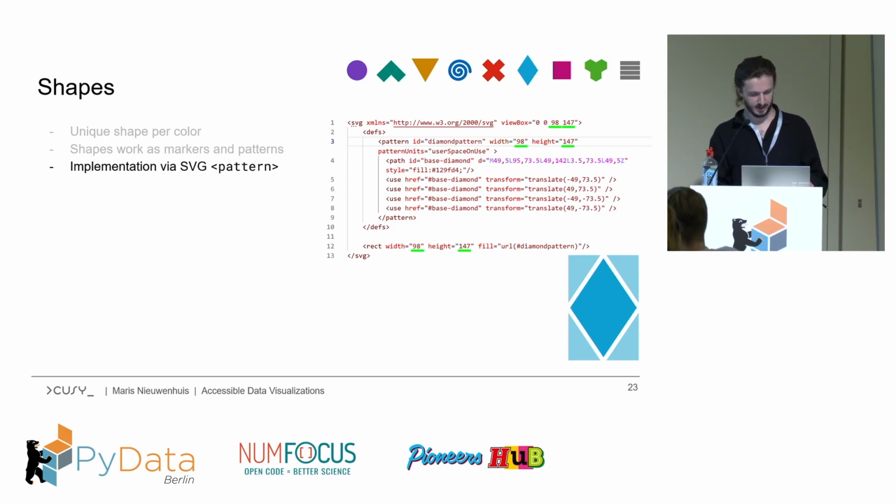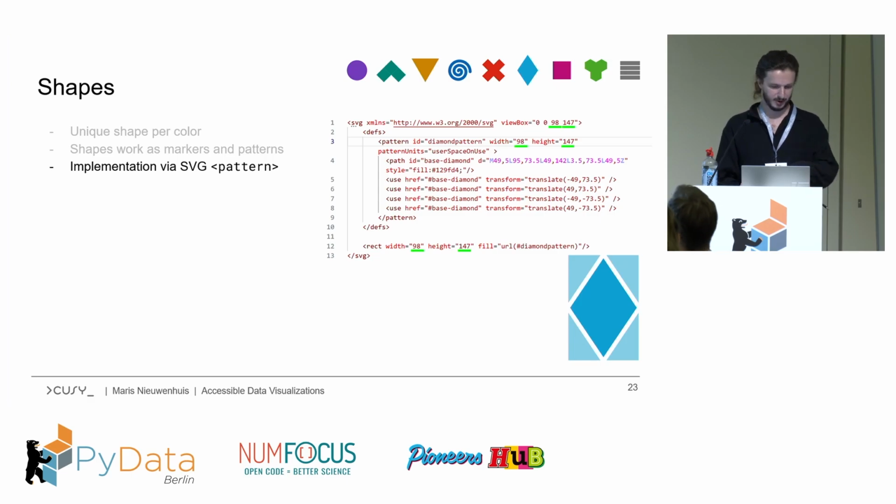And in that pattern, we define our base path. It can be any kind, like a rectangle, a circle. In this case, just a path. Also with an ID, the path itself and the color. And with a use tag, you can reuse any kind of SVG element by referencing the ID, so you don't have to define it. And then you can put the translate transformation to move it around.